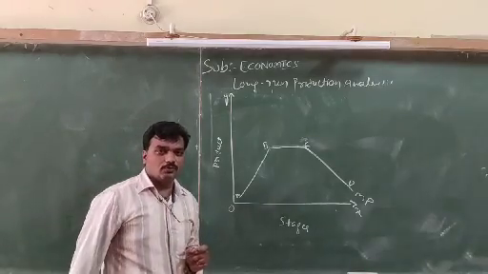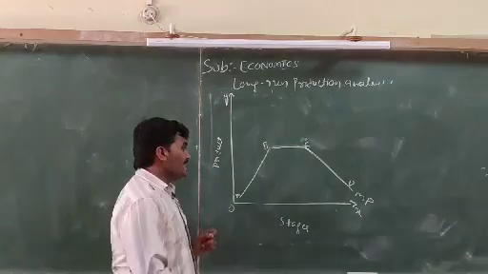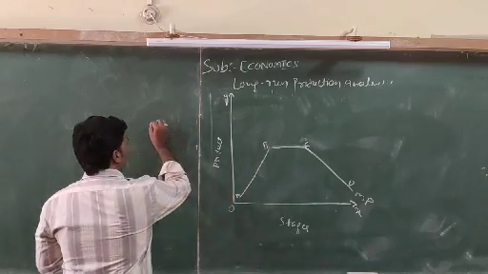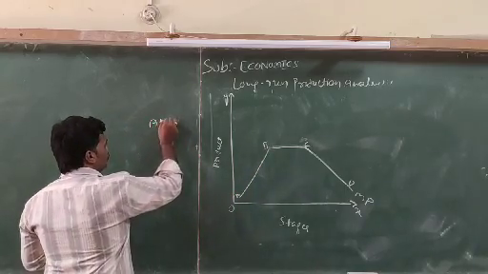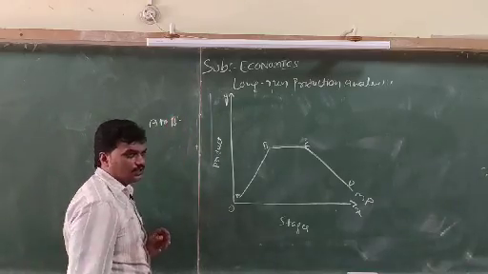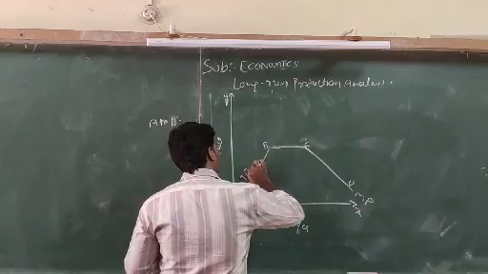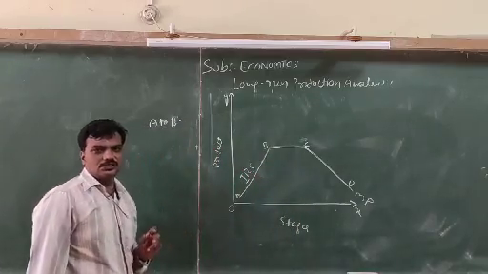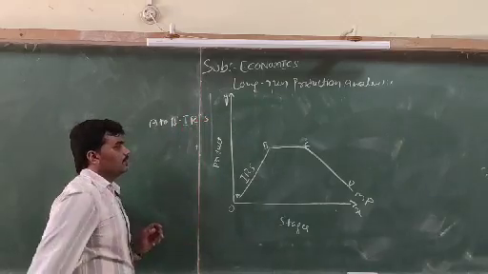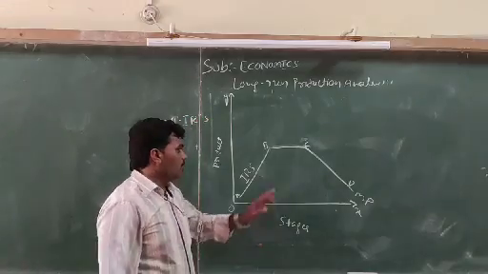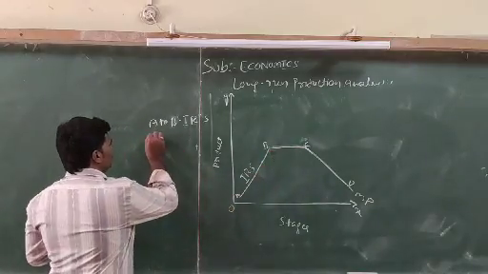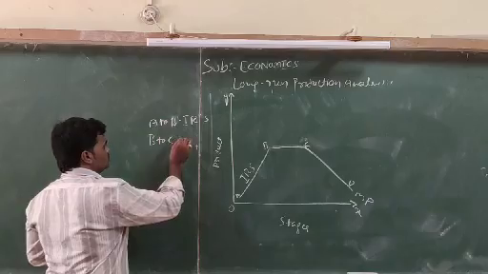Observe the diagram. The marginal product curve is increasing from point A to B. So this stage is known as increasing returns to scale, which is shortly called IRS. And the same marginal product curve is constant from B to C.